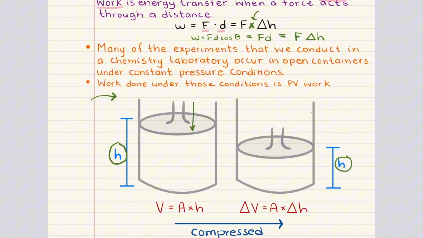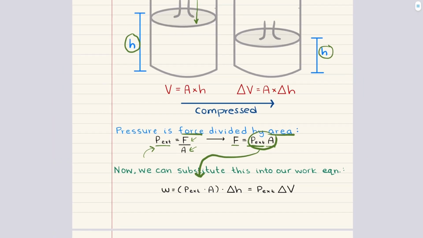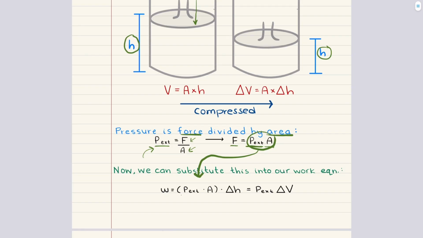Next, we're going to connect force to pressure. Pressure is defined as force divided by area. So the external pressure acting on the piston equals the force divided by the piston's cross-sectional area. Rearranging that means the force is now equal to the external pressure multiplied by the area of the piston. Force equals P external times A. We can now substitute this expression for force into our work equation. Work becomes equal to P external times A times delta H.